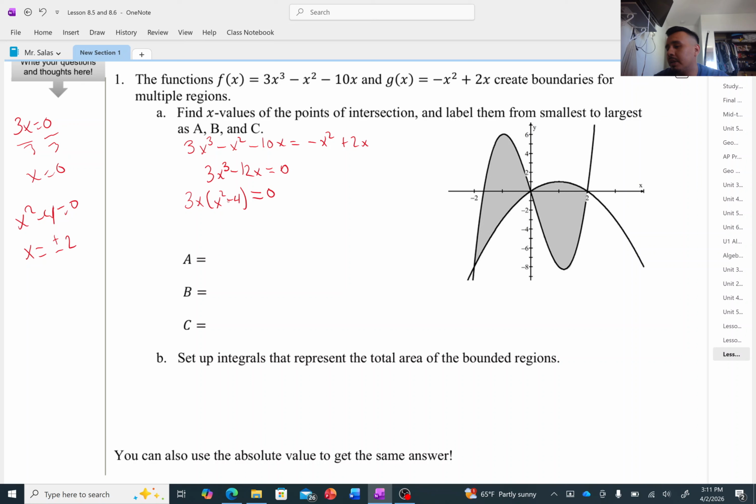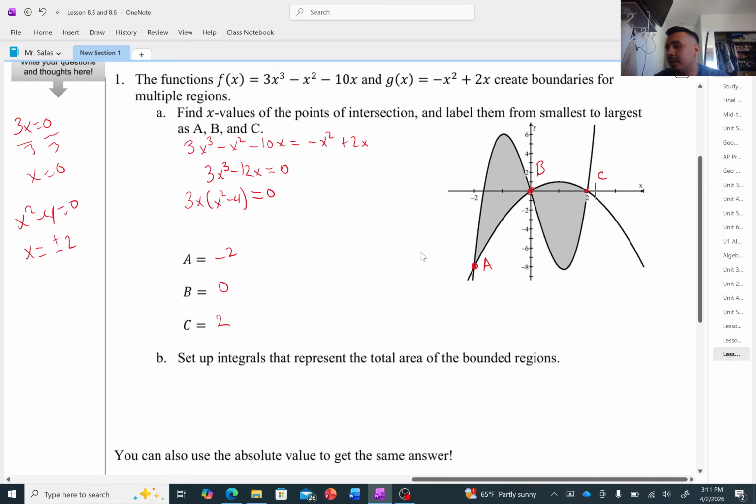So I have my two sets of zeros, right? Let's start setting them in order. My lowest value is negative 2. So my a is going to be negative 2. My middle value is 0. And then my upper value is 2, right? And that gives me those intersections here. So this would be my a value. This would be my b value. And this would be my c value.